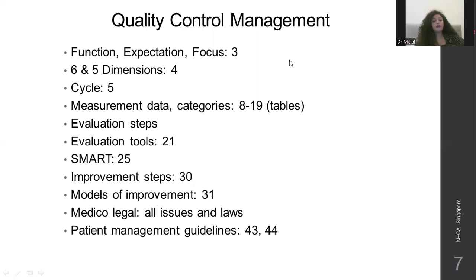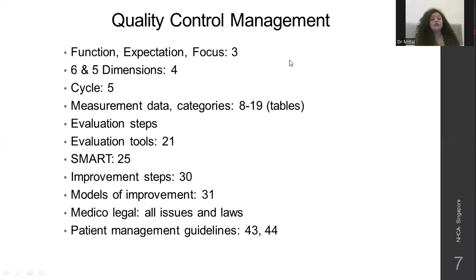And then dimensions. Dimensions of quality. What do patients perceive quality as? What will the hospital perceive quality as? Page number 4. These dimensions are important. So read that. Understand that.